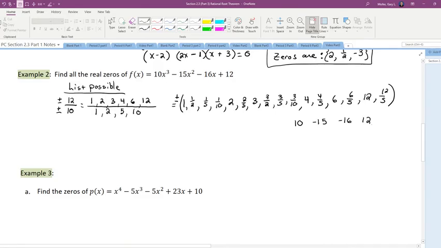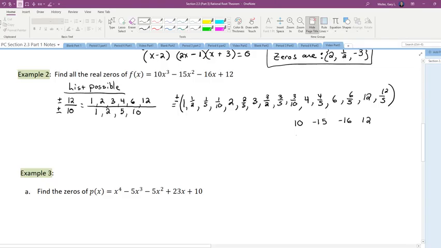Okay, they're all here. I should also stop and check, can I factor anything out of all of these? And the answer is no. 15's not even, so I can't take out a 2. 16 I can't divide by 3 or 5, so I'm stuck.